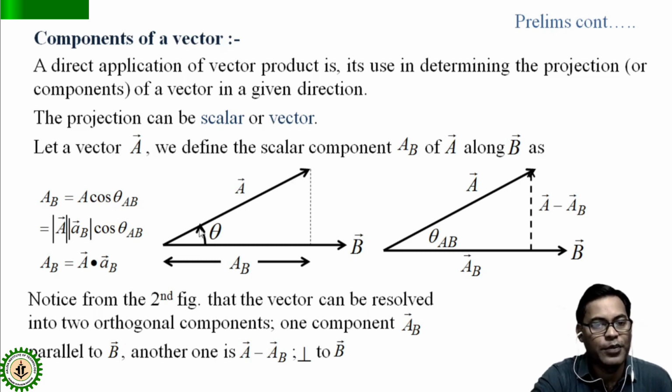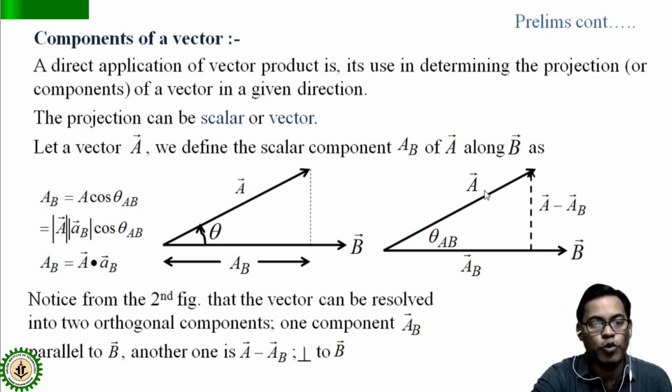Here the vector A is represented, and for the component of A along the vector B we have the scalar component. The projection or component of vector A can be scalar or vector. Here the scalar component we consider is A_B, and this A_B can be calculated as A into cos theta_AB. Here theta_AB represents the angle between A and B. So by this formula we can find the scalar component, that is A_B equals A dot B-hat.